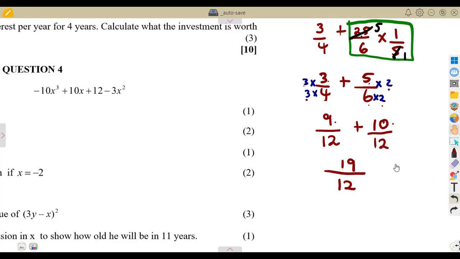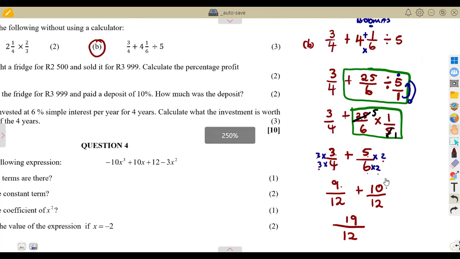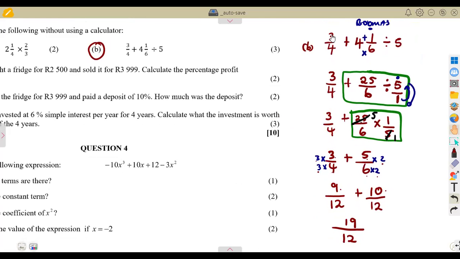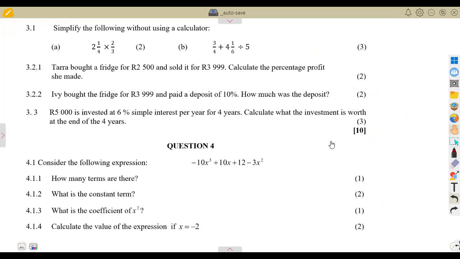So this is how you can simplify without a calculator, showing all these stages to obtain the full marks. That is what you just need there. So you just have to be very careful on these simplifications that you are given.